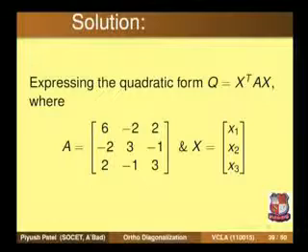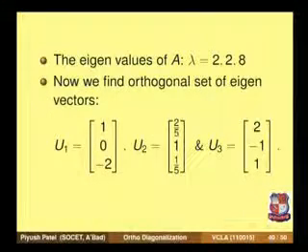When we write the quadratic form in matrix form, Q equals X transpose AX, we have A equal to [6, -2, 2; -2, 3, -1; 2, -1, 3], and X is the column vector x1, x2, x3. See here, A is the real symmetric matrix. Now in the second step we will find the eigenvalues of this matrix A. When you find the eigenvalues of A, they are lambda equals 2, 2 and 8. Here the eigenvalues are repeated.